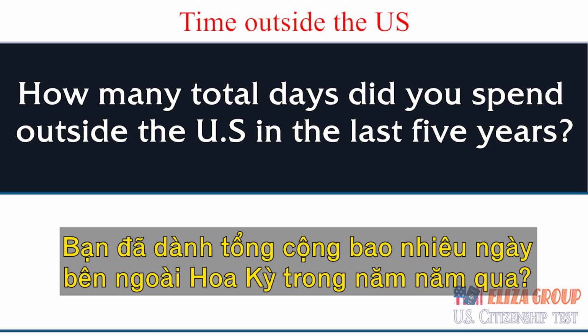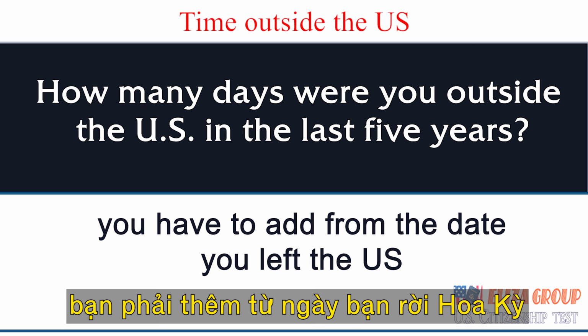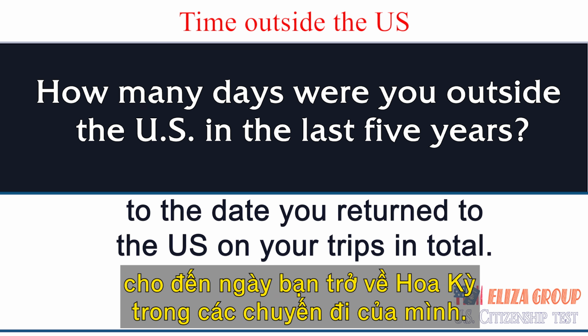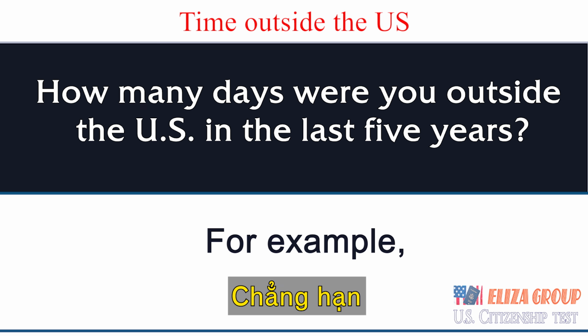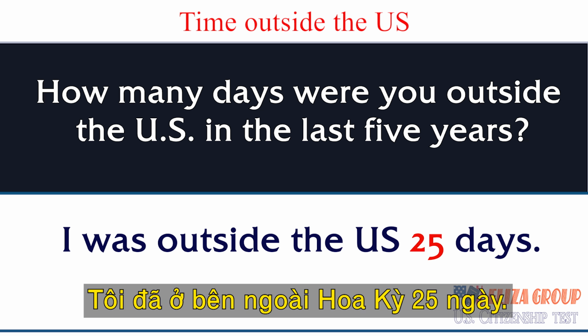How many total days did you spend outside the U.S. in the last 5 years? How many days were you outside the U.S. in the last 5 years? To answer these questions, you have to add from the date you left the U.S. to the date you returned to the U.S. on your trips in total. For example, total, I spent 25 days outside the U.S. Or, I was outside the U.S. 25 days.